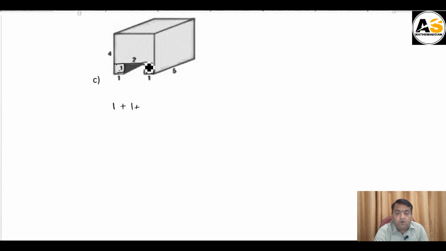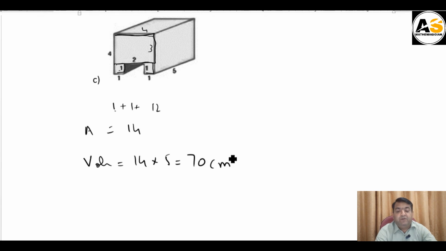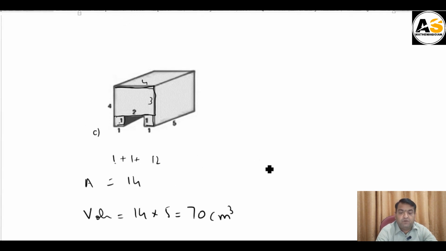This is now, this is 4, 2, 1 plus 2 plus 1. This is 4 and this is 4 minus 1, 3. 4, 3. And its area will be 4 into 3, 12. So what is area of cross section? 1 plus 1 plus 1 plus 12. This is 14, area of cross section. And what will be the volume? Volume will be area of cross section multiplied by 5. This will be 70 centimeter cube if it is in centimeter, or unit cube, whatever is the unit of these lengths.